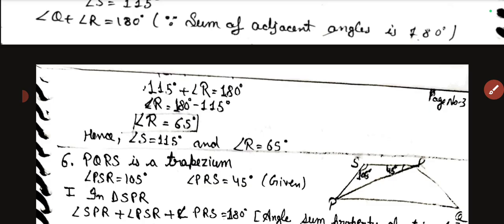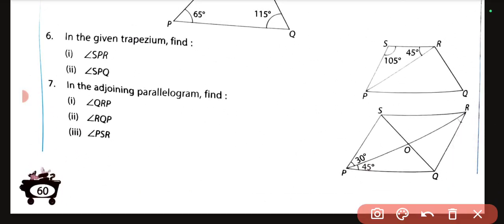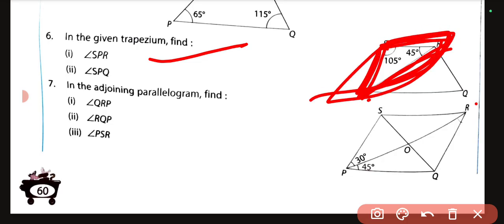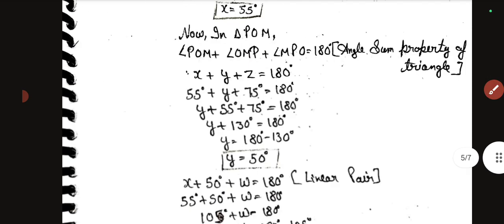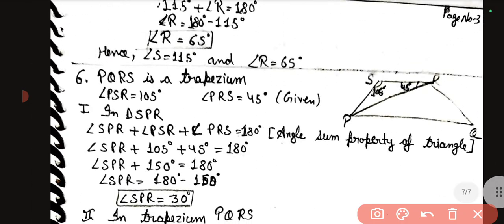Now question number 6. Read the statement of question number 6. This is a trapezium. You have to find the value of angle SPR, and also SPQ. You can see SPR, this is an angle. This is a triangle. So the solution of question number 6 is here. This is a triangle, so we use the angle sum property. The sum is 180. How can you write it?